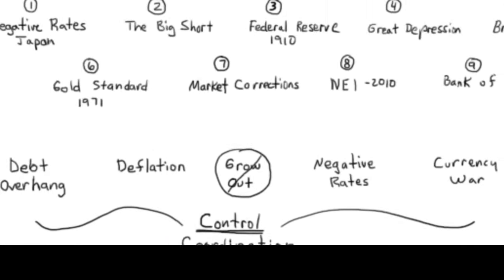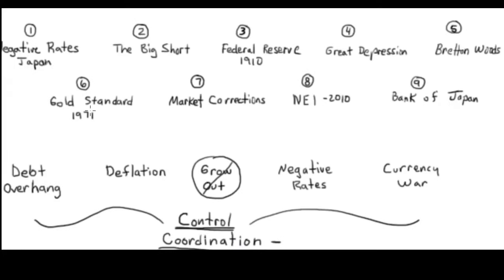Okay, so we're going to end this video here. The next up is about the transition in the United States away from the gold standard in 1971.